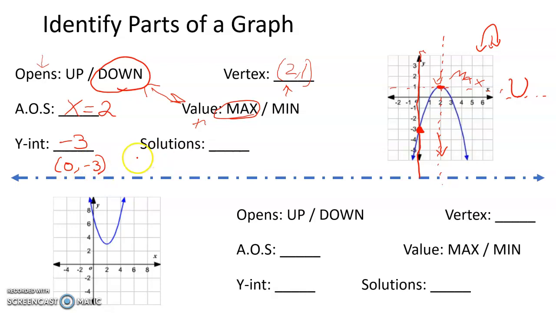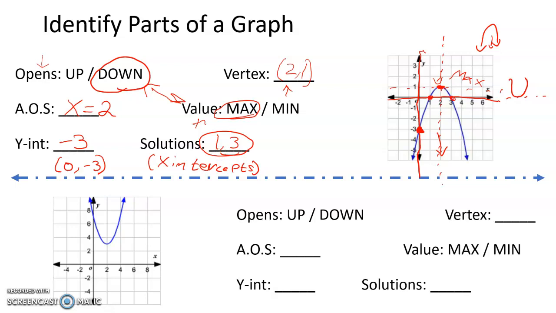Solutions, that's essentially the same thing as y-intercepts. Instead of the y-axis, I'm looking at the x-axis. Again, solutions, look for x-intercepts, all right? And if I'm looking here on my x-axis, the curve crosses at 1 and 3. So my solutions are just going to be 1 and 3, okay? So that's the first part.